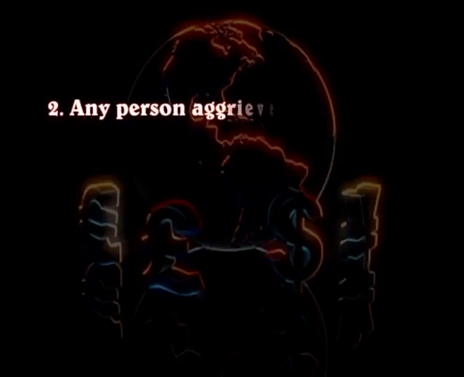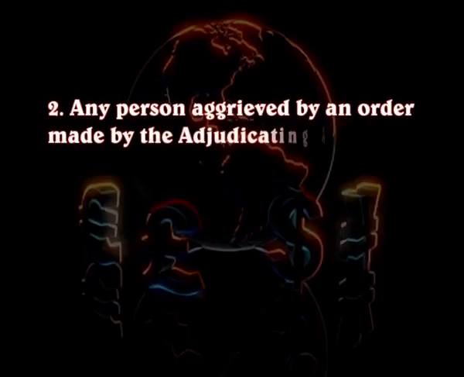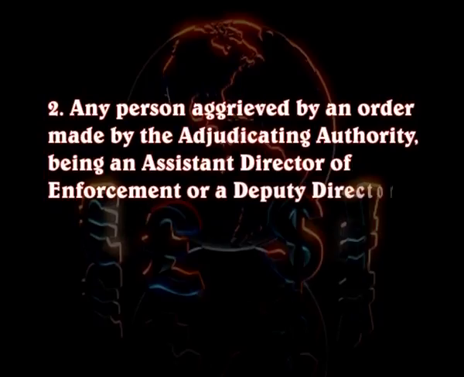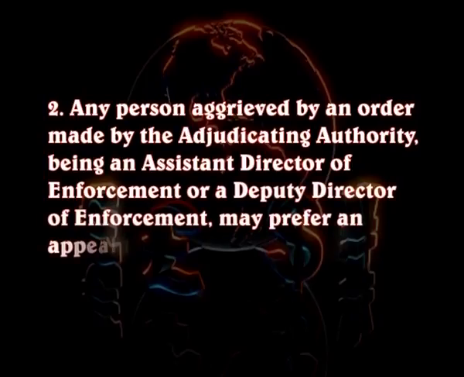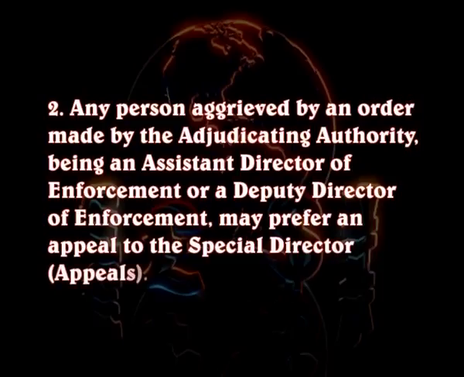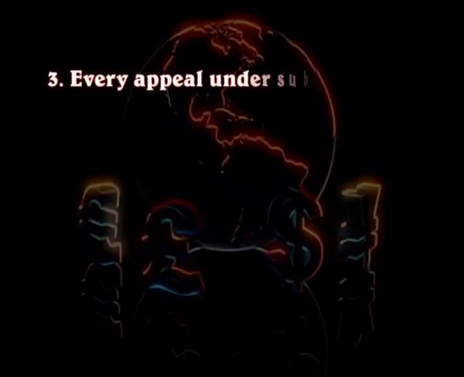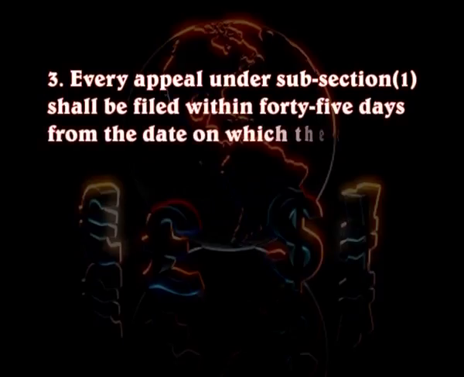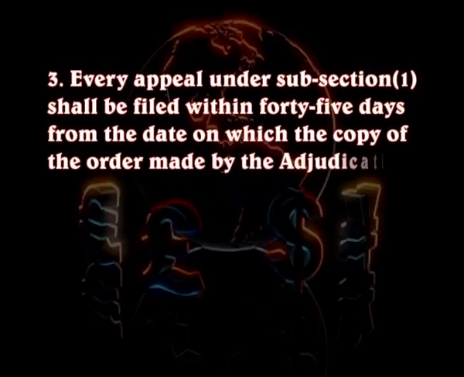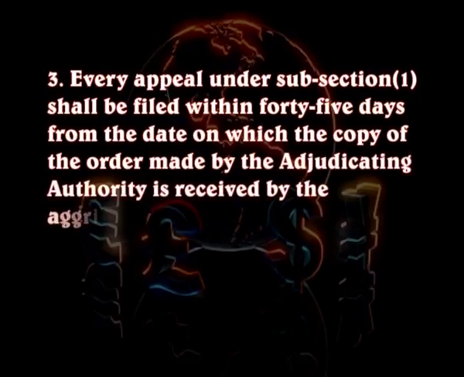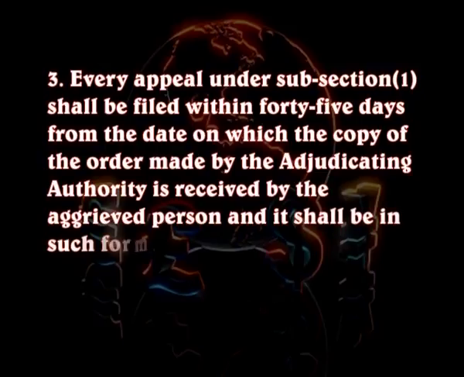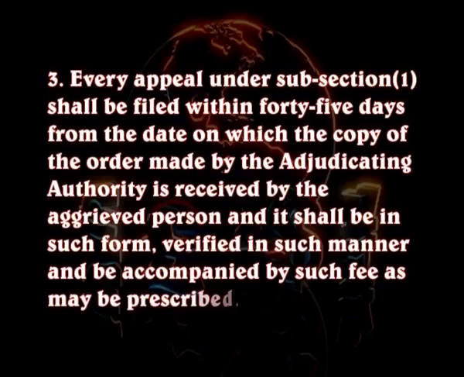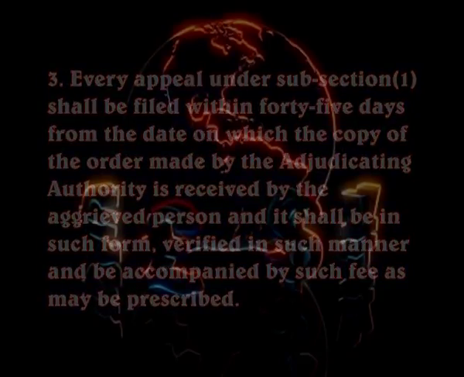2. Any person aggrieved by an order made by the adjudicating authority, being an assistant director of enforcement or a deputy director of enforcement, may prefer an appeal to the special director. 3. Every appeal under subsection 1 shall be filed within 45 days from the date on which the copy of the order made by the adjudicating authority is received by the aggrieved person, and it shall be in such form, verified in such manner, and be accompanied by such fee as may be prescribed.